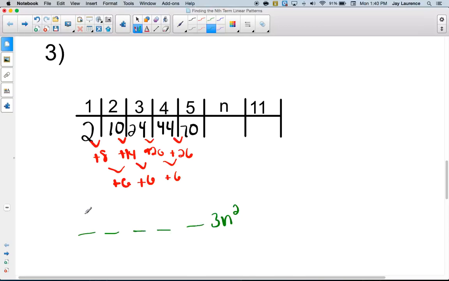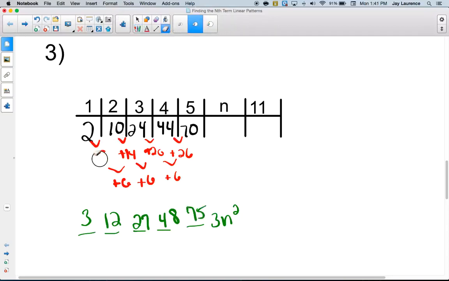1 squared is 1 times 3 is 3. 2 squared is 4 times 3 is 12. 3 squared is 9 times 3 is 27. 16 times 3 is 48. And 25 times 3 is 75. Uh-oh, this is weird. I kind of looked ahead and peeked. Let me erase this work here. Again, not because you should, but because I want to make it crystal clear what's going on.